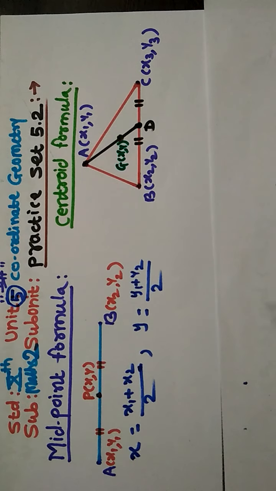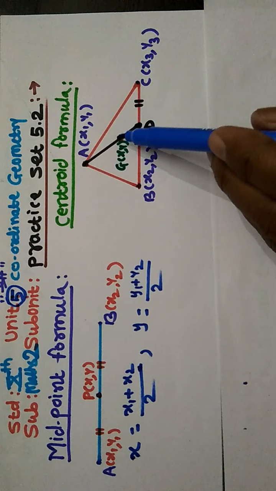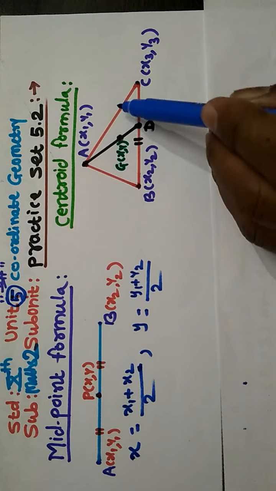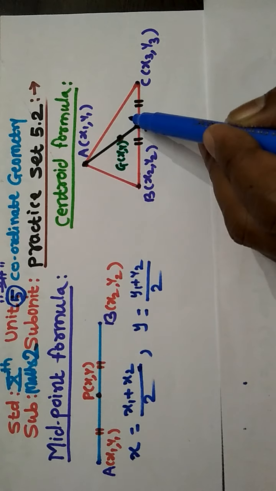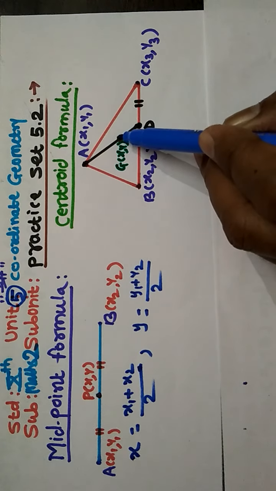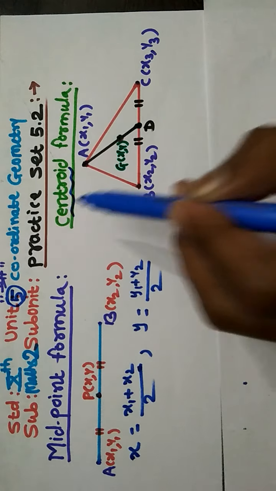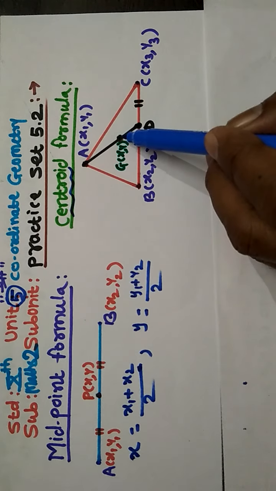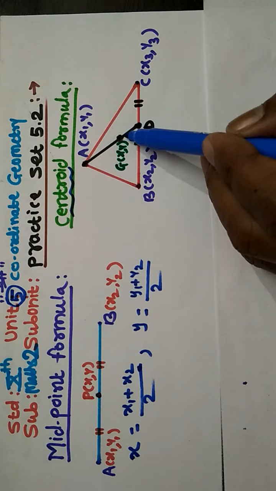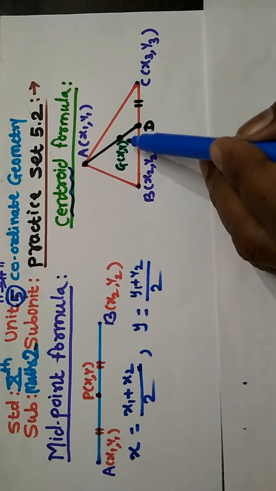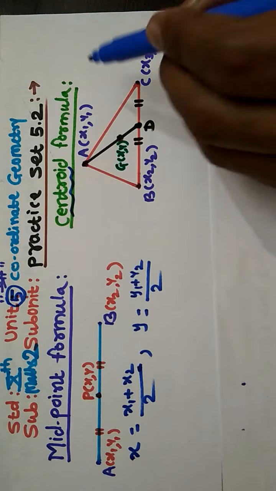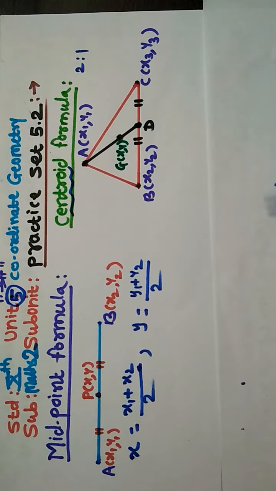see here, which is called the centroid. We know the centroid. The centroid is the point of concurrence of the medians of a triangle. If we draw 3 medians, all 3 medians of a triangle must be concurrent. That point of concurrence is called the centroid. Remember that G(x, y) is the centroid of this triangle. AD is a median. Means the centroid always divides the median in the ratio 2:1. Always.